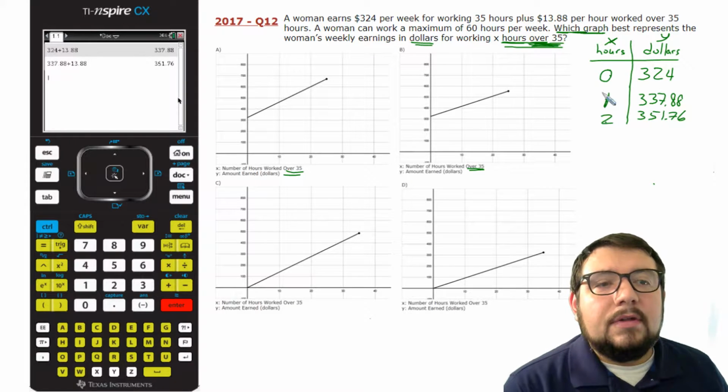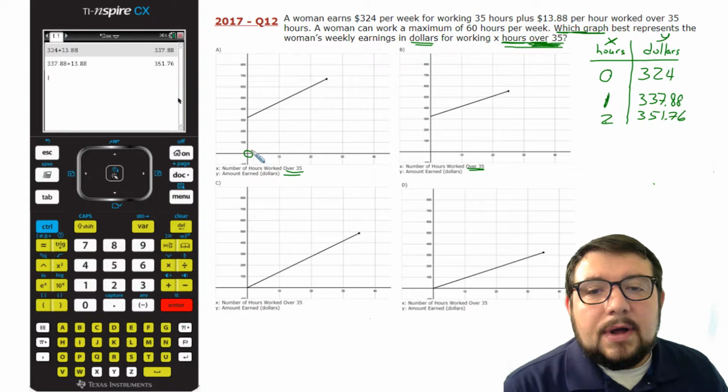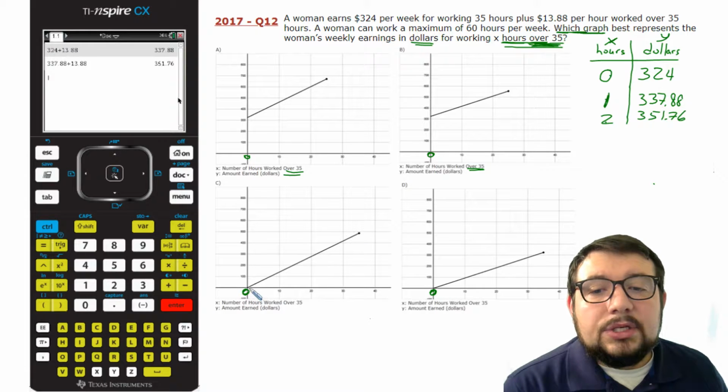It's just exactly 35. So this graph right here is showing me that when she has worked 0 hours over 35, so when the X value is 0, what should she earn? She should earn $324. Right away I can eliminate answers now, because this one has just over 300 and this one has just over 300, but this one, she's starting on $0. That's not correct. If she works only the 35 hours, she should earn that $324.